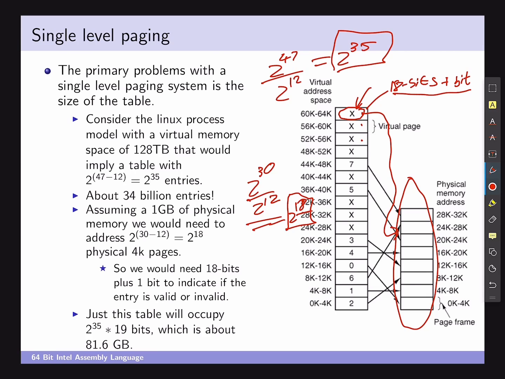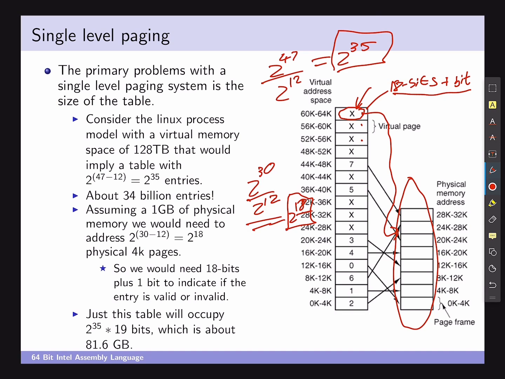So with this in mind, how much space is this table going to take us? Well, it's easy enough to calculate. It's simply 2 to the 35, that's the number of entries, times the size of each entry. Each entry being 19 bits. So 2 to the 35 times 19 bits is a small sum of 81 gigabytes.